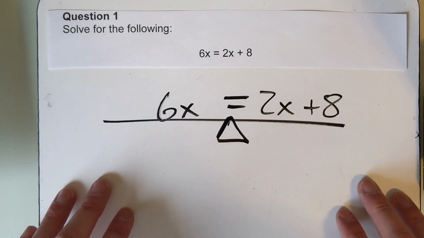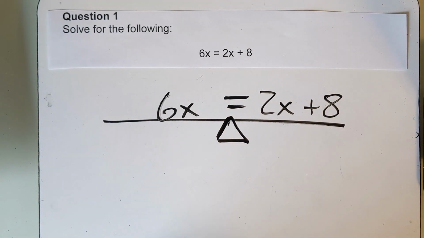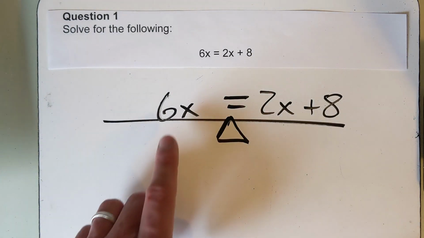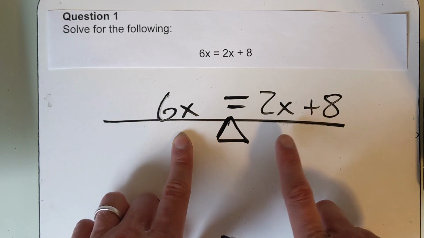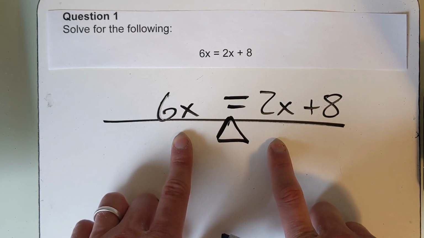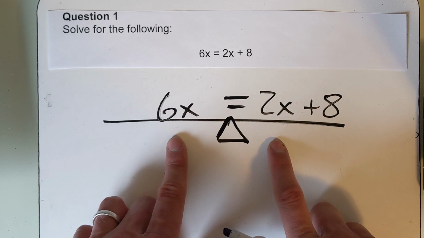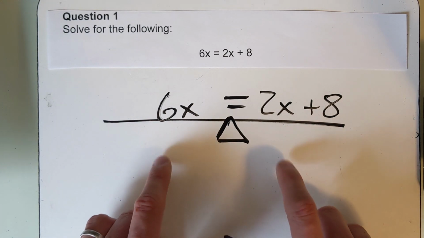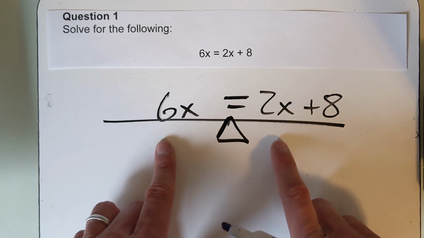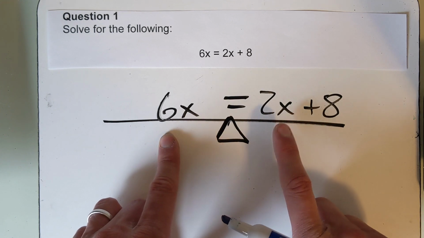Again, looking at our variables first, our x's. Do I have x's on both sides? The answer is yes. I have 6 of them here and 2 of them here. So let's go ahead and take away as many as we possibly can, to simplify our answer and just keep bringing things down. So here, if we have 6 x's here, we can't take 6 x's away from here.